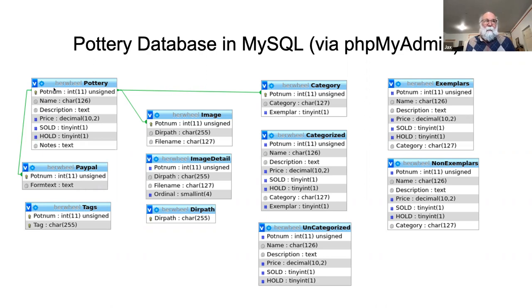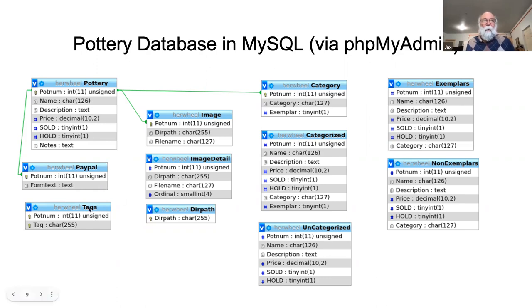And it's got all the green arrows. This is from PHP. My admin created this diagram for me. All the green arrows indicate one-to-one relationships. All these things, category, image, and PayPal, really could have been in the pottery table. They are not, but I broke them apart for various reasons, which are not important.